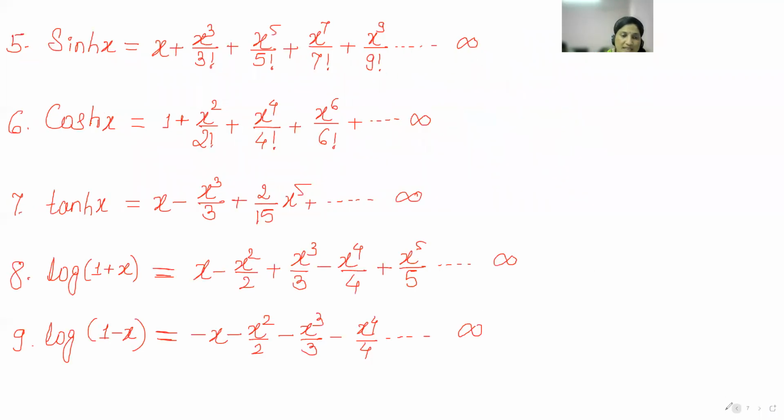Sometimes the question is like this. What is the coefficient of x in the expansion of log of 1 plus x? For that you have to know the series. What is the series? x minus x square by 2 and so on. So what is the coefficient of x? That is 1. Okay.